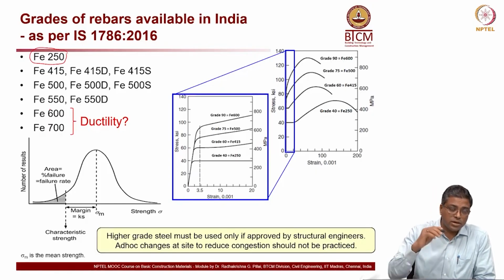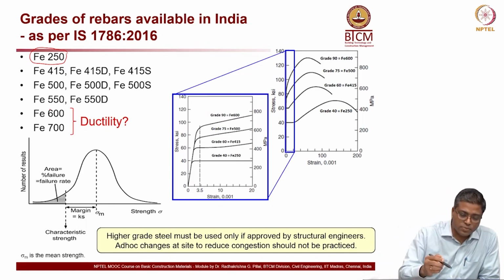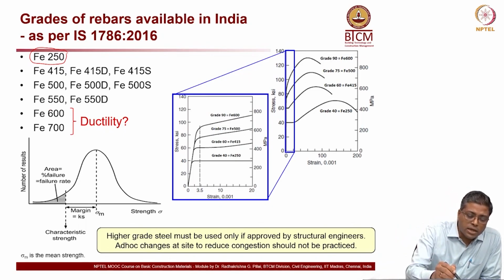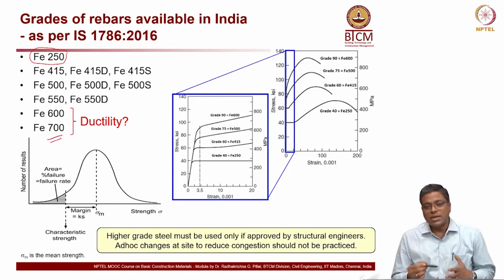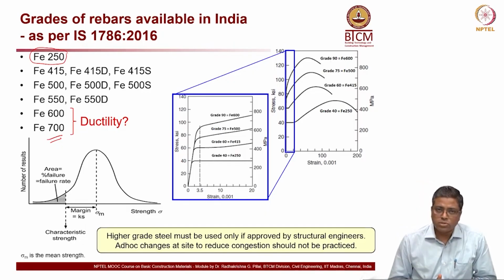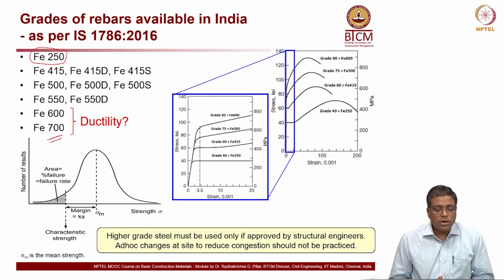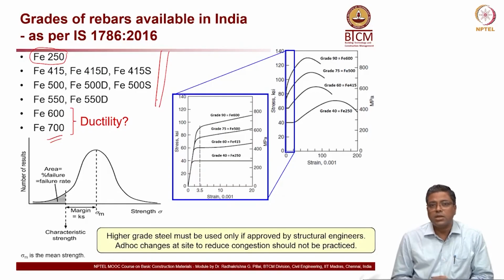So steel rebars with different yield strengths are available, and they typically range from 250 all the way up to 700. But 600 and 700 are not widely used, very rarely, and they are also not much available. But 415, 500, 550, etc. are available. So these are the bars which are available in the market today.